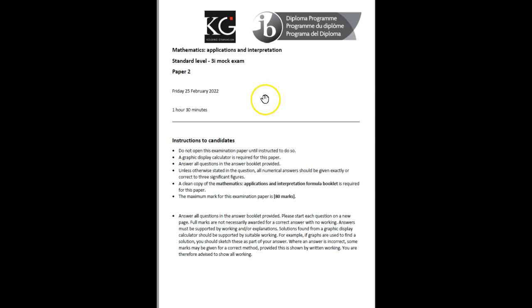And then when you actually open paper 2, the front looks like this. A lot of the instructions are the same. Don't open. Graphical display calculator is required. Answer all questions in the answer booklet provided, not in the boxes, because it's different. Exactly or correct to 3 significant figures. You're given the formula booklet, you're given 80 marks. That's the same. The bottom here is a little bit different. Answer all questions in the answer booklet provided. Please start each question on a new page. So when you get done with, let's say, question 2, even though there's maybe half a page left, you should flip the page and start question 3 on a new page.